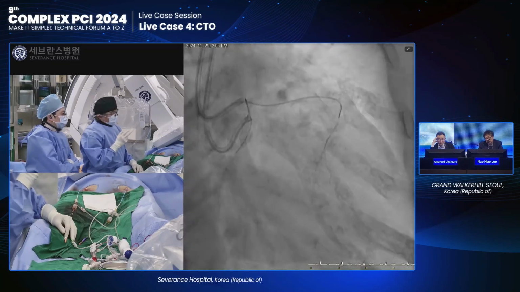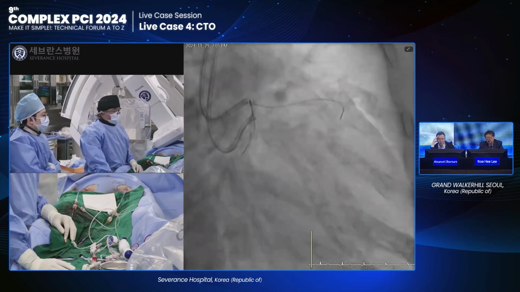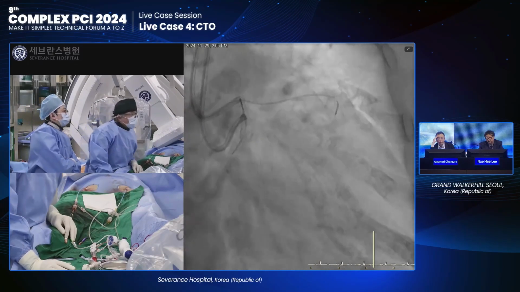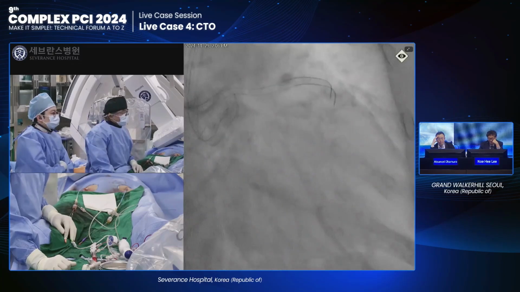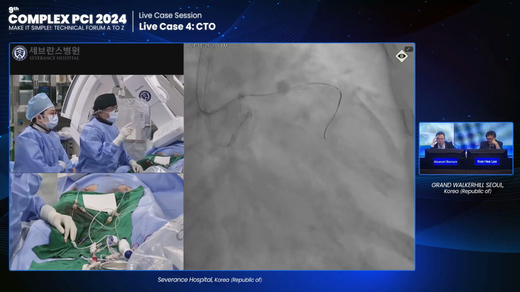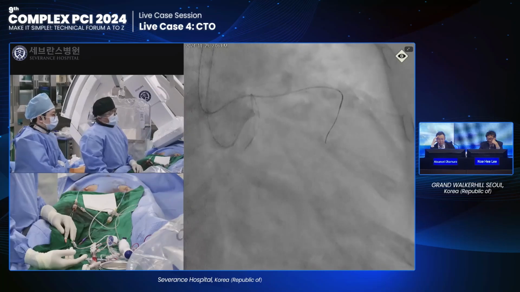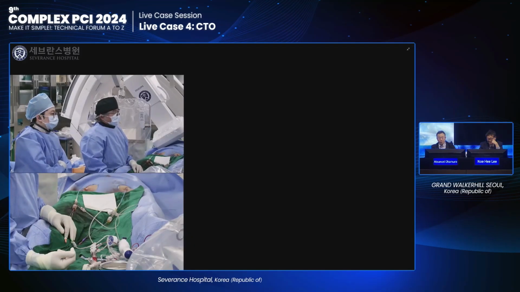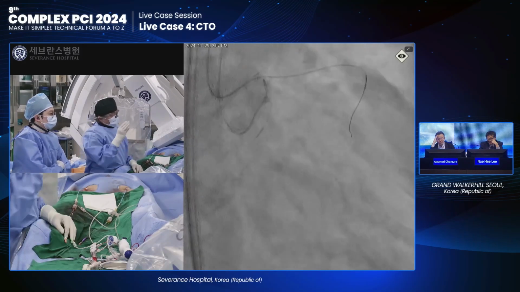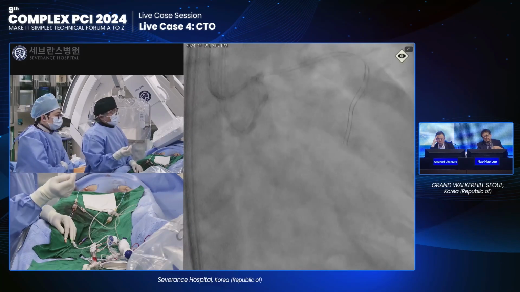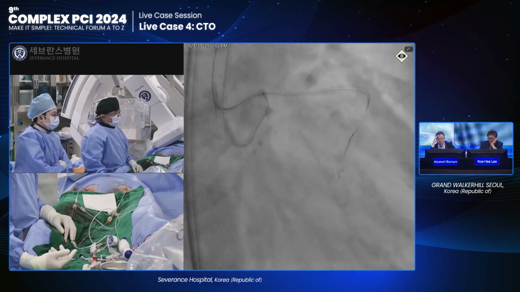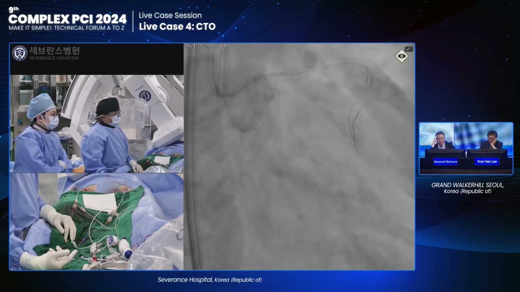Does this branch cross the stent? Stent cross? No, just distal. Next one. And then I use this channel. Next one, this is the SO3. This direction was not so good, so I removed it and then forwarded again. Next one.